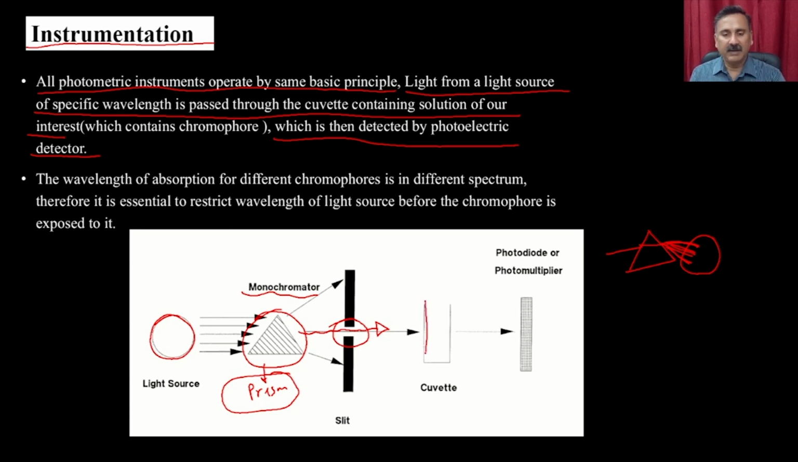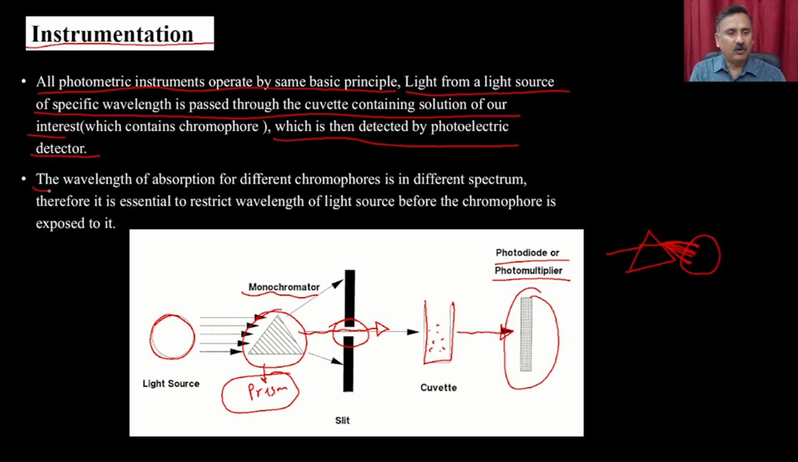And then there will be a place where you can keep the cuvette, and that's how the cuvette is going to have the molecule, right, for which you want to measure the absorbance, and that's how the unabsorbed light is going to pass through the cuvette, and it is going to be detected by the detector. And detector could be of many types. It could be photodiodes or photomultipliers.